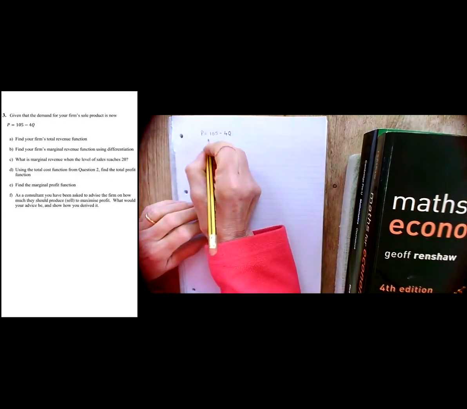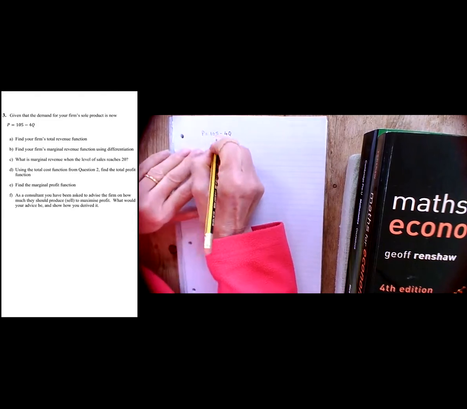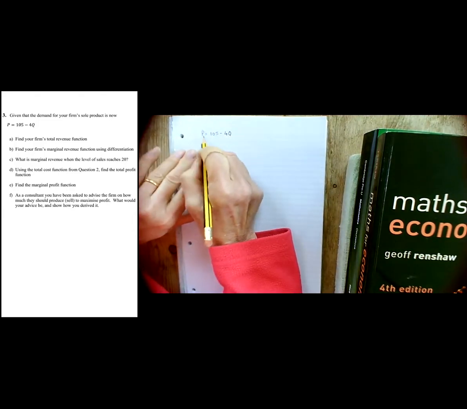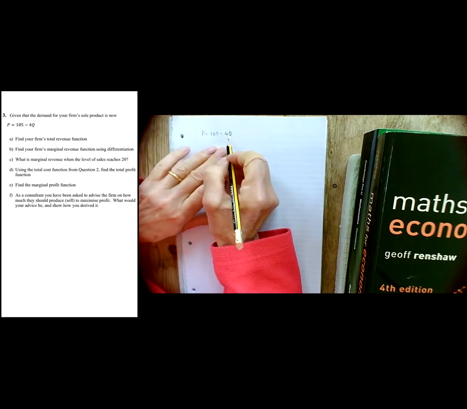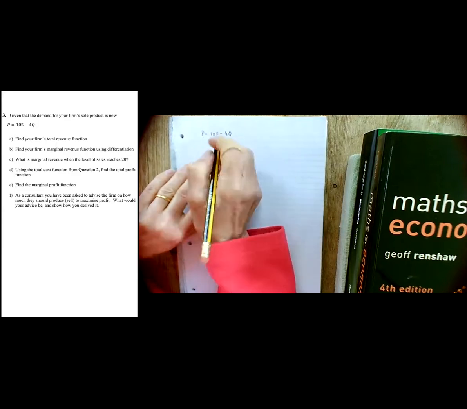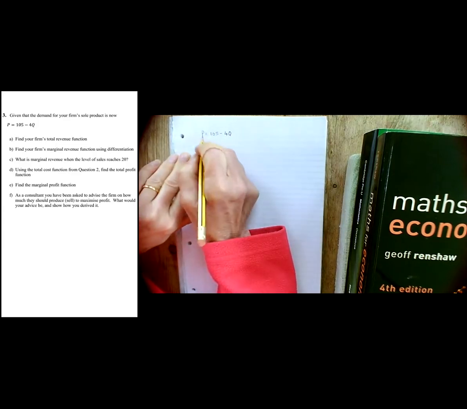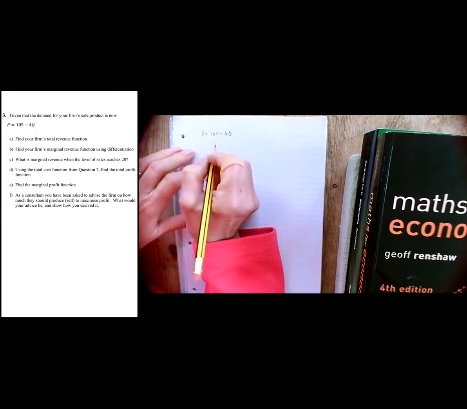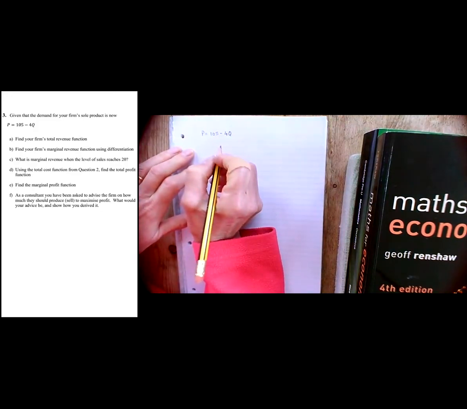Okay, let's look at question 3. So we have a demand function, a simple linear function which tells us the price the market will set at a given quantity level. We've been asked to find the firm's total revenue function. So we can treat this as though it gives us the price of an individual unit, which of course it does. But we want to know the total revenue.